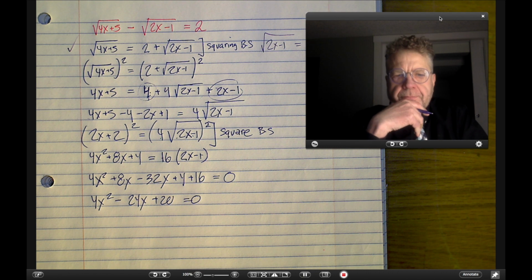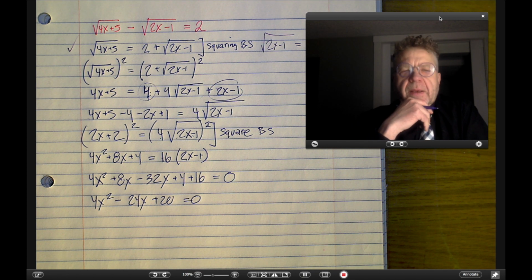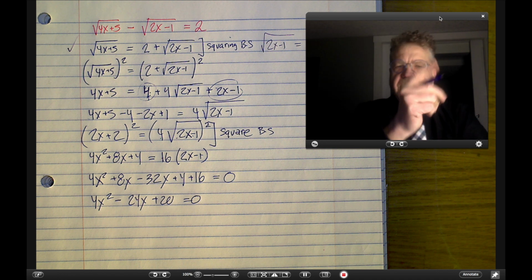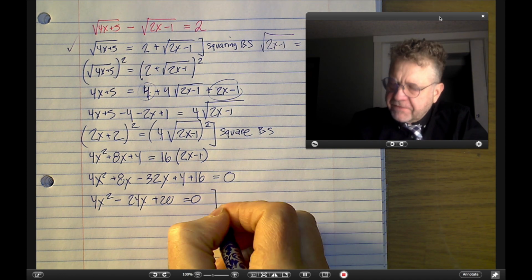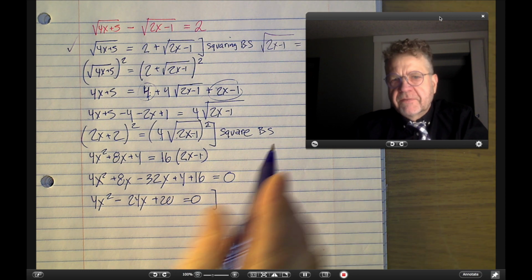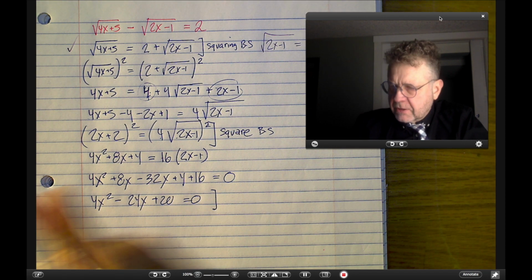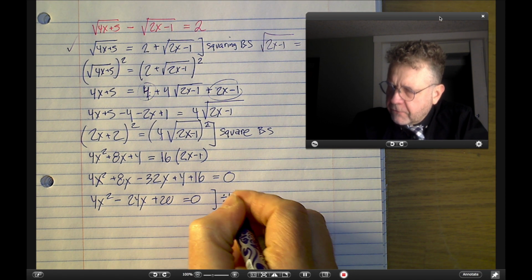Progress? Progress. We got a quadratic. We should be able to factor that. Let's simplify first. I can simplify. Because it's equal to 0, I can divide left and right side by the same factor. I'm going to divide it by 4.